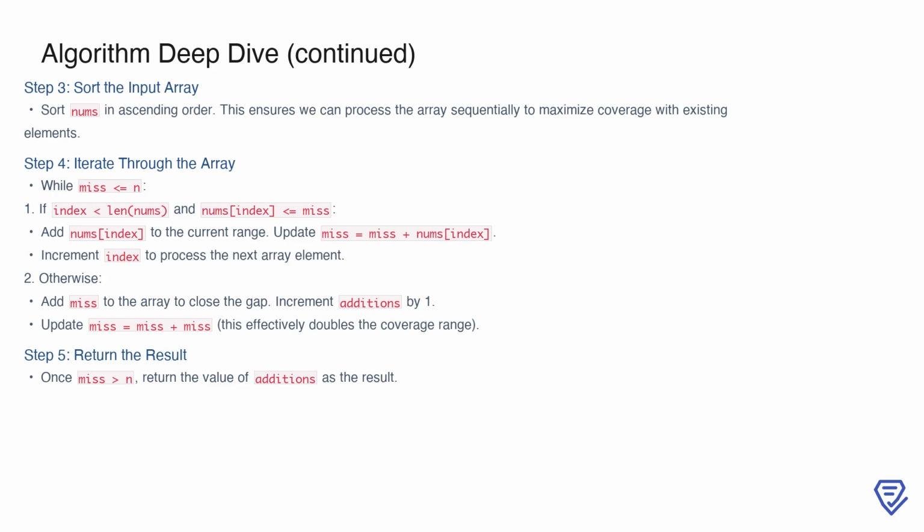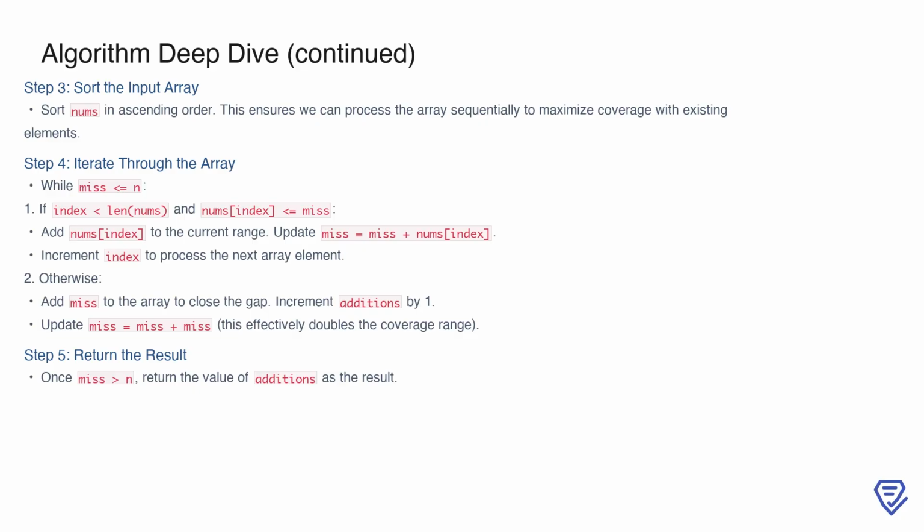However, if the current element is greater than miss or we've exhausted all elements in nums, it means there's a gap in the coverage. To close this gap, we add miss itself to the array, increment the additions counter, and update miss to double its previous value. This doubling effect ensures that the range of numbers we can form grows exponentially, allowing us to efficiently close gaps.